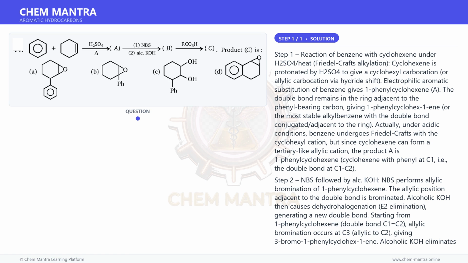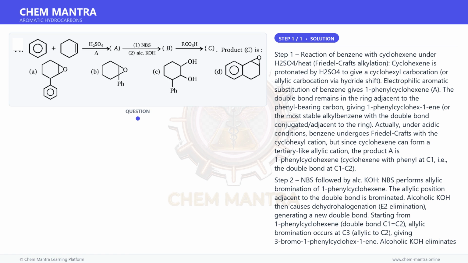Friedel-Crafts alkylation. Cyclohexene is protonated by H2SO4 to give a cyclohexyl carbocation or an allylic carbocation via hydride shift. Electrophilic aromatic substitution of benzene gives 1-phenylcyclohexane, A. The double bond remains in the ring adjacent to the phenyl-bearing carbon, giving 1-phenylcyclohex-1-ene, the most stable alkylbenzene, with the double bond conjugated adjacent to the ring.